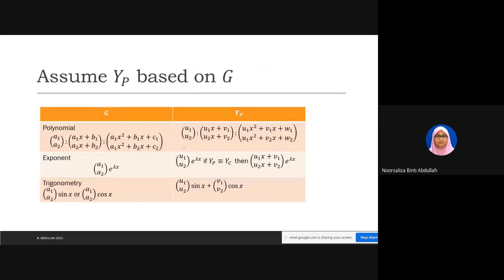So how to assume YP based on G? G is in this table. The first column is G and the second column is YP. If your G is a polynomial, then your YP will be like this, in the same form as G. If your G is an exponential, then your YP is this one. You have to follow this table to assume YP.